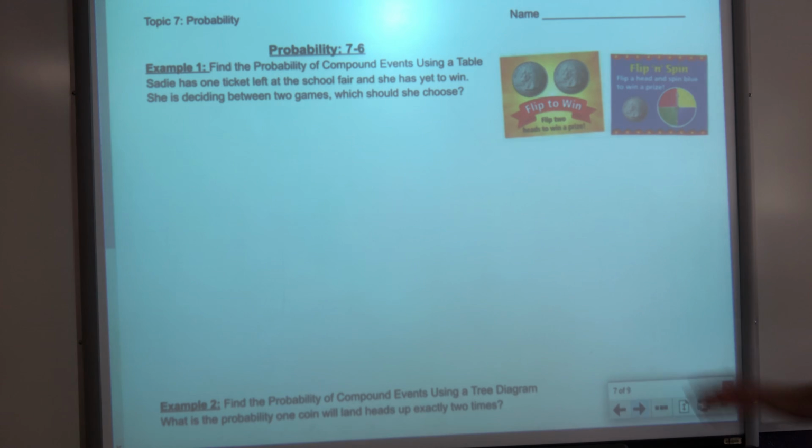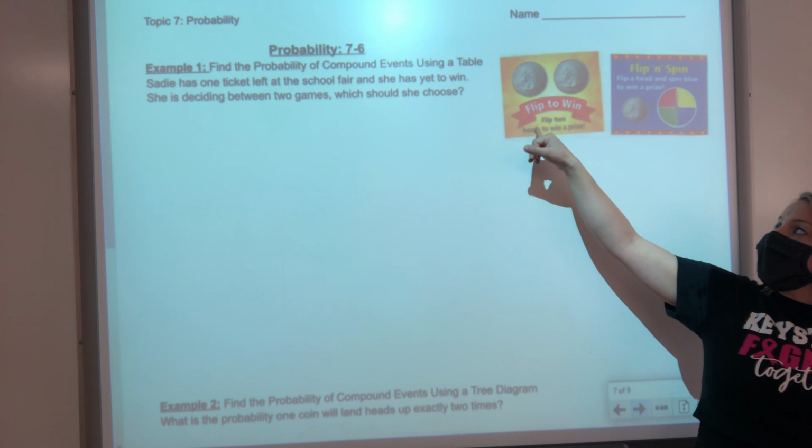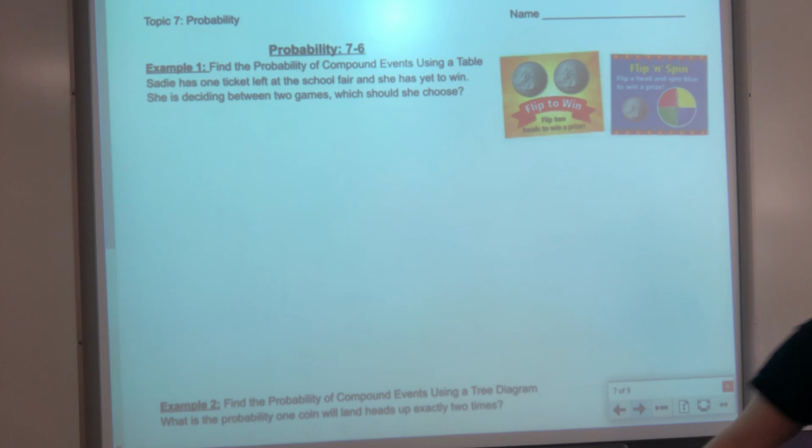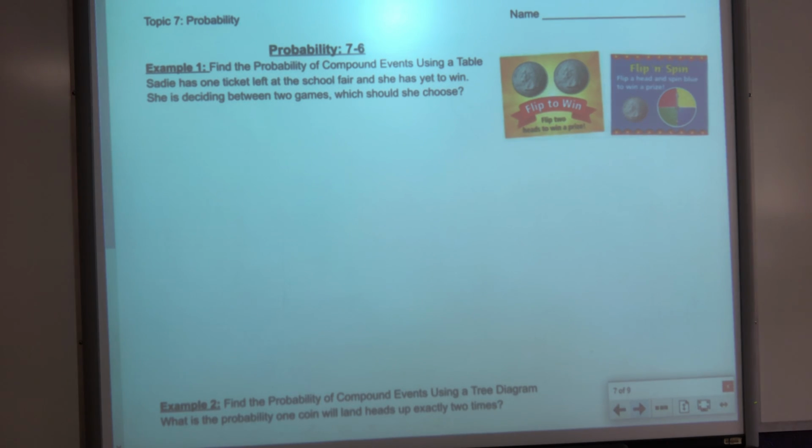Okay? So our first example says find the probability of compound events using a table. Sadie has 1 ticket left at the school fair, and she has yet to win. She is deciding between 2 games. Which should she choose? The first game is flip to win. You have to flip 2 heads to win a prize. The second game is flip and spin. Flip a head and spin blue to win a prize.